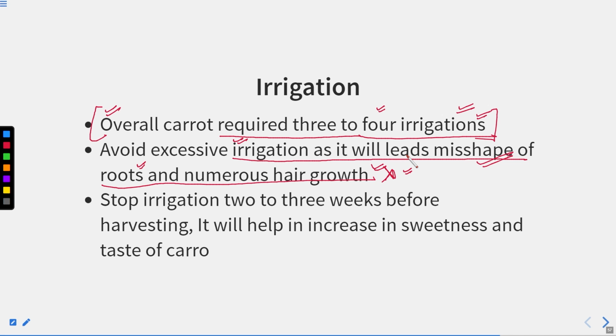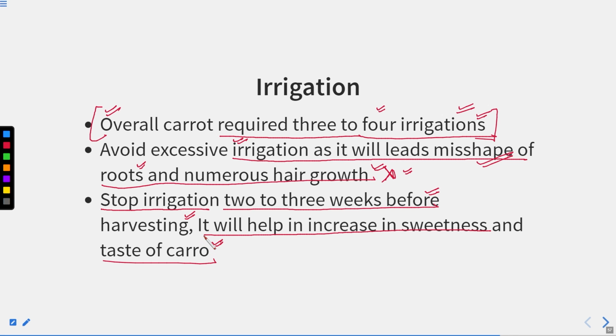Stop irrigation 2 to 3 weeks before the harvesting. So we have to decide at what time we have to stop. Stop irrigation at what time? 2 to 3 weeks before the harvesting. So this is the time at which we should stop. And it will help increase the sweetness and taste of carrot. So this irrigation is very, very important.